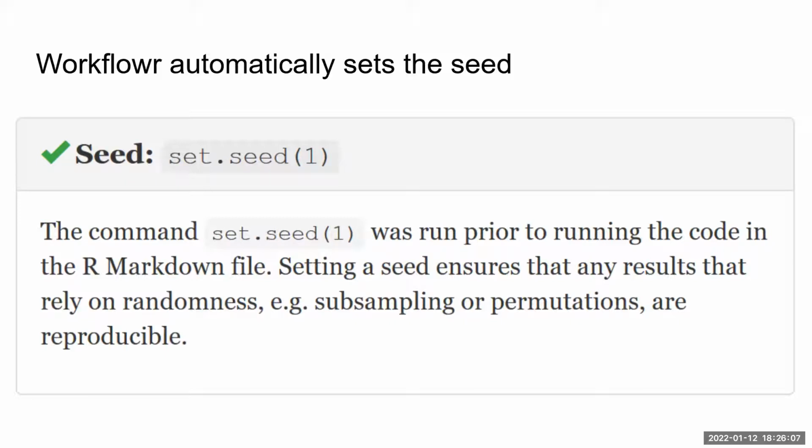So if you have a permutation-based p-value or some sort of bootstrapping-based method, when you set the seed, it'll always give you the same result. So that way, if it does change, it's because something actually changed in your data or your analysis. It's not just because the randomness changed.